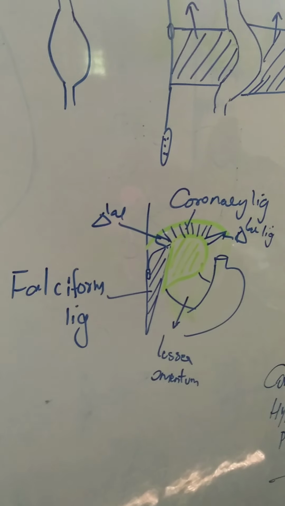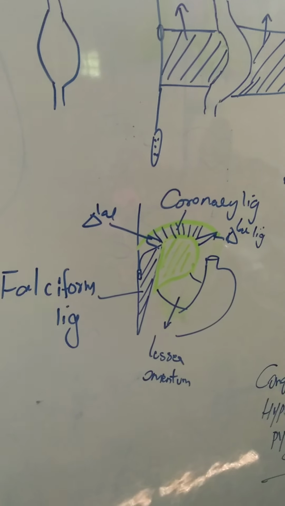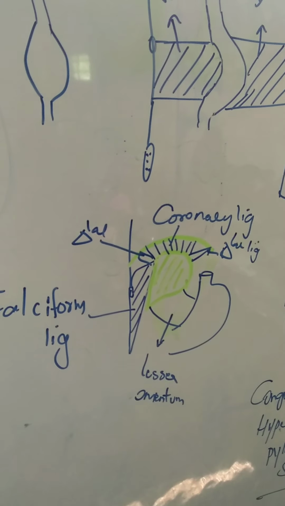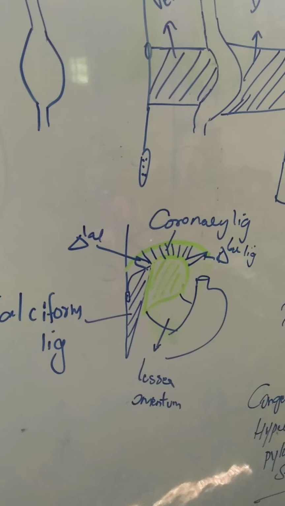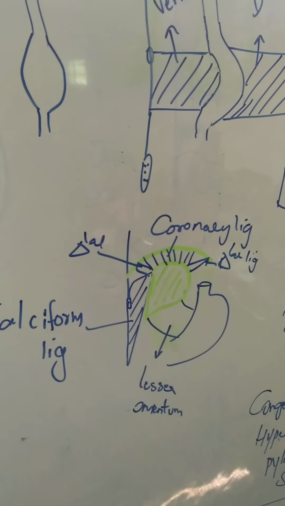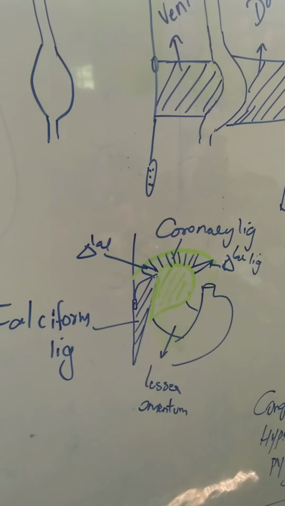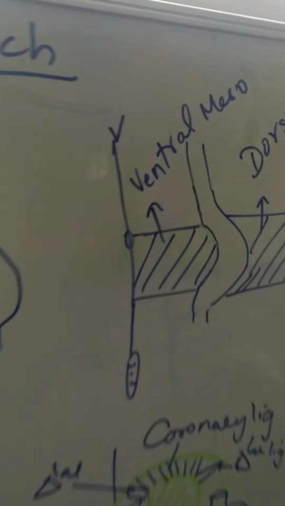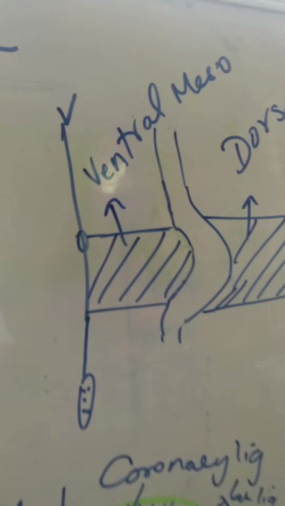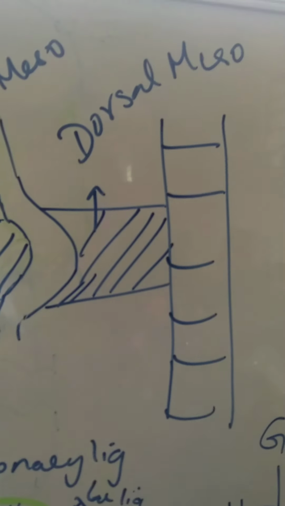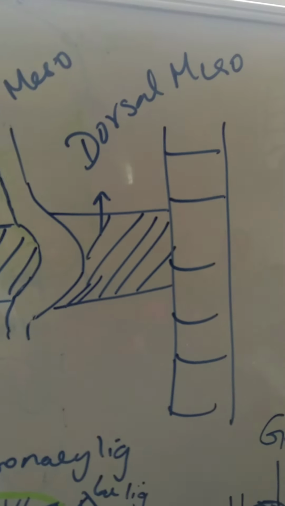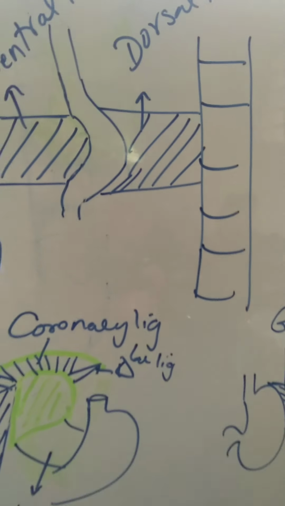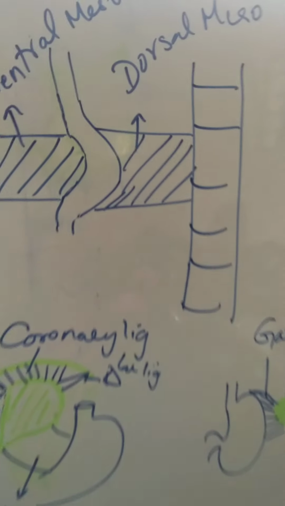I repeat: between the liver and the anterior abdominal wall, the falciform ligament, the superior and inferior layers of the coronary ligament, and the right and left triangular ligaments. Between the liver and the stomach, it is the lesser omentum. Got this? That is the fate of ventral mesogastrium. Now the fate of dorsal mesogastrium, that is, that portion of the peritoneum connecting the dorsal border of the stomach to the posterior abdominal wall. What happens to that? The spleen develops in this area.